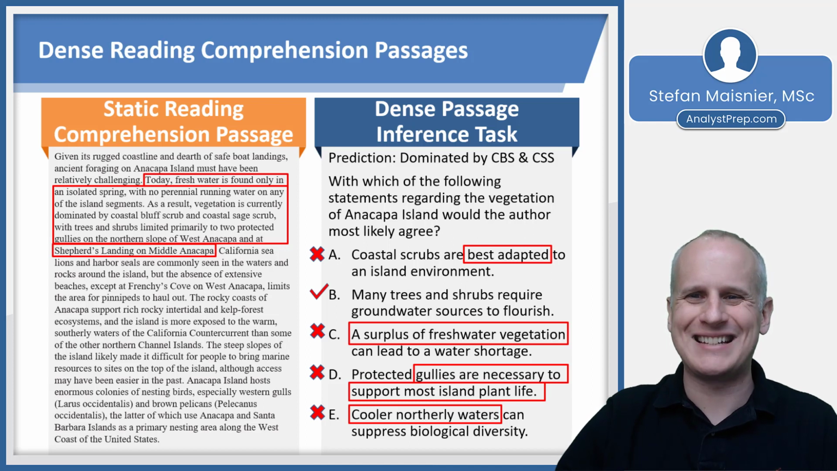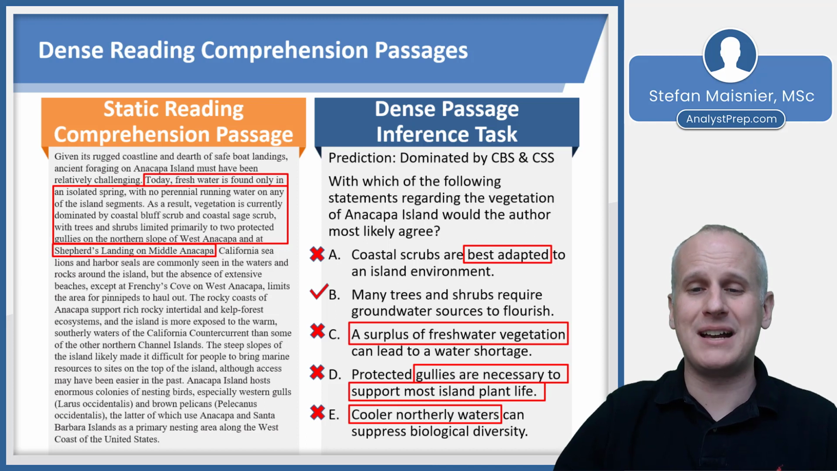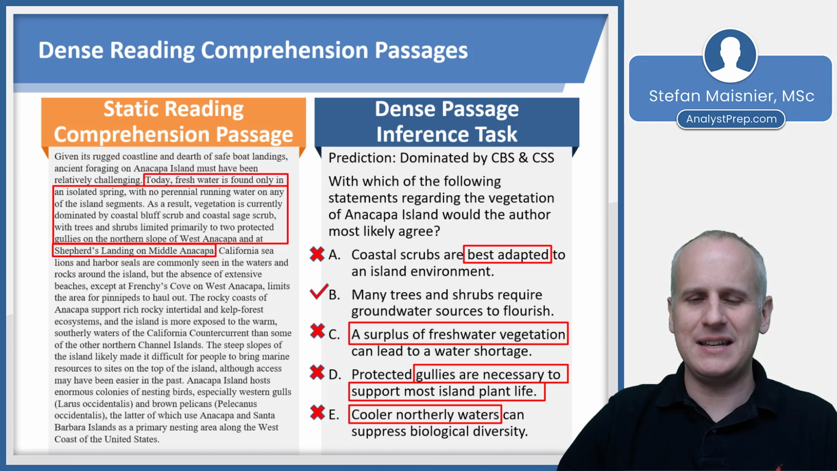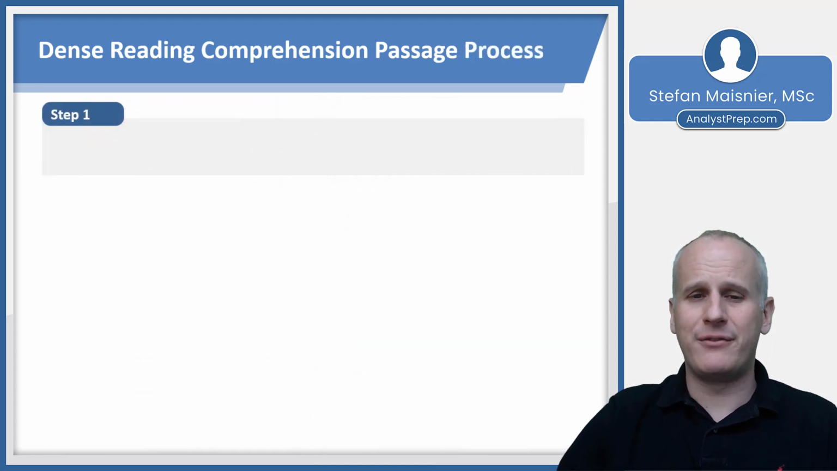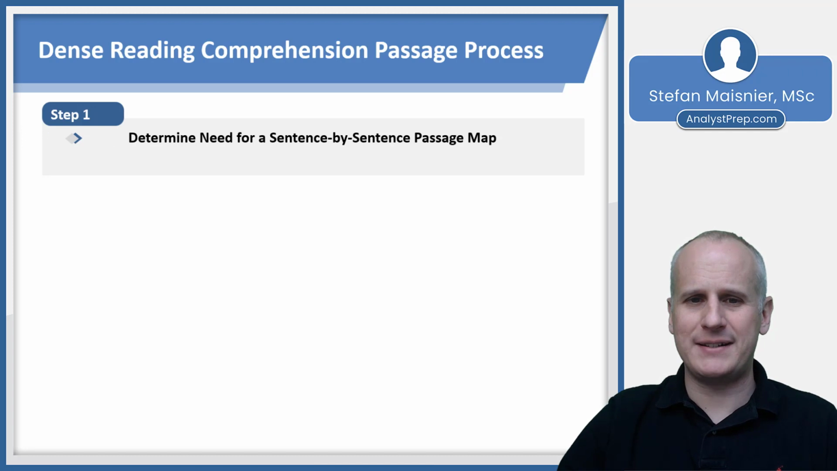And we know we've got to stick to what the subject is for these dense passages and for inference tasks for that matter. So we'd confidently select choice B as being basically the other half of the coin, that because the island is dominated by CBS and CSS, that means that the freshwater was necessary for the other things such as trees and shrubs. So, step one of our reading comprehension dense passage process.